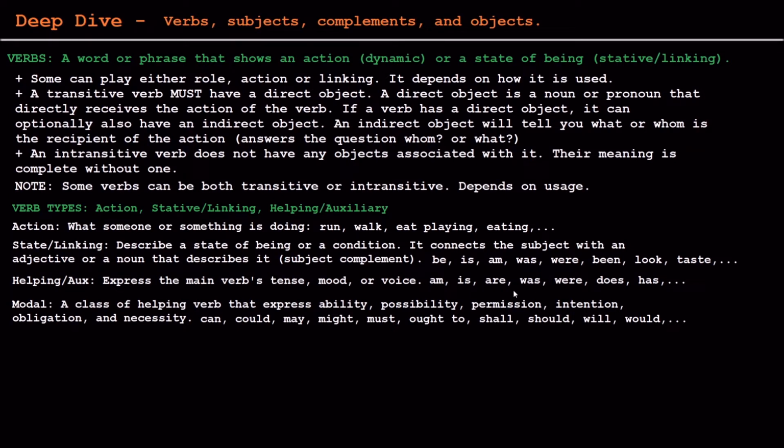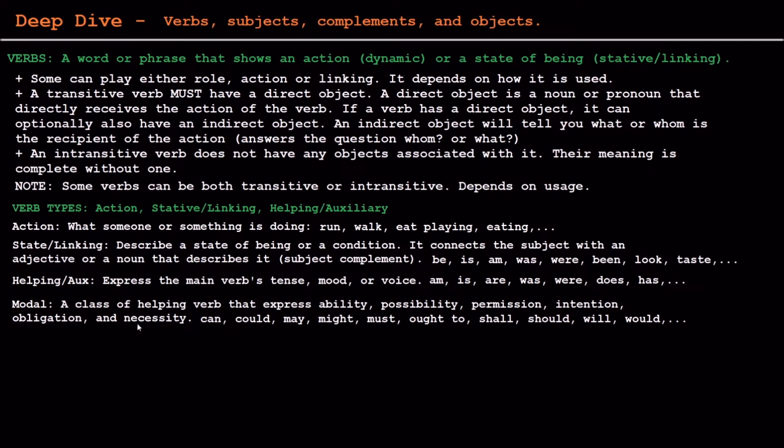Now, you're going to notice that some of these are going to have dual roles because we also have something called a helping or auxiliary verb. And that verb is working to help the main verb add tense, mood, or what they call voice. So those are am, is, are, were, that again is not an exhaustive list, right?